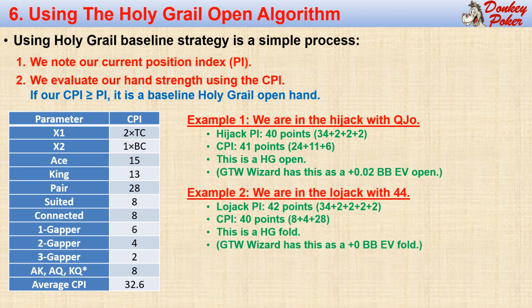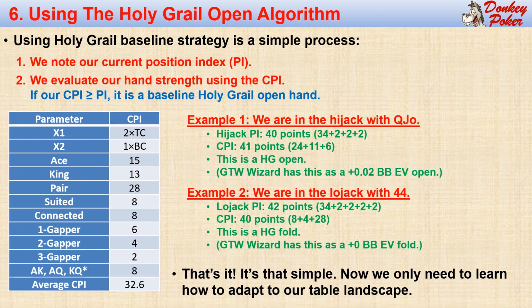Let's look at a second example. Suppose we are in the low jack with pocket fours. We know that our position index is 42 points and that pocket fours has a CPI of 40 points. This is a Holy Grail fold. GTO Wizard also has this as a fold with an expected value of 0. That's it. It's just that simple. Now we only need to learn how to adapt this baseline strategy to our table landscape.